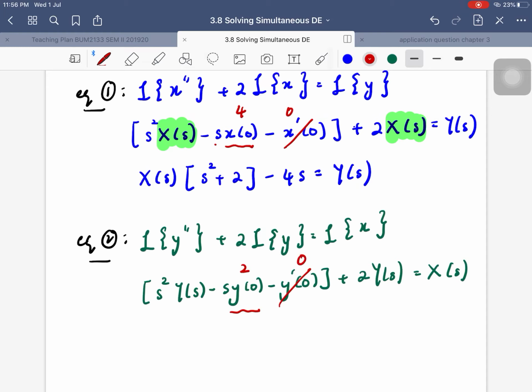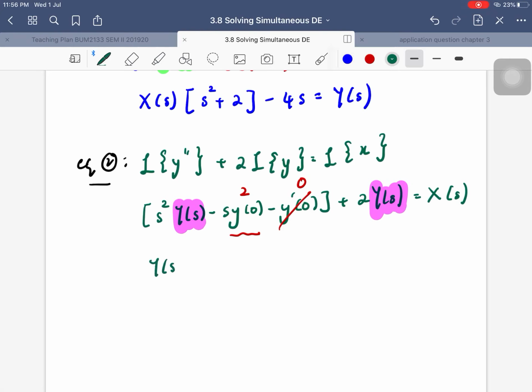Y prime 0 is going to equal 0. And whatever terms that are related, for this case is going to be Y(s) and Y(s). So we are going to factorize and put them together. So I'll end up with Y(s) multiplied by (s squared plus 2) minus 2s, that is going to equal capital X(s). And this is going to be my equation number 3. I'm going to call this equation number 4.